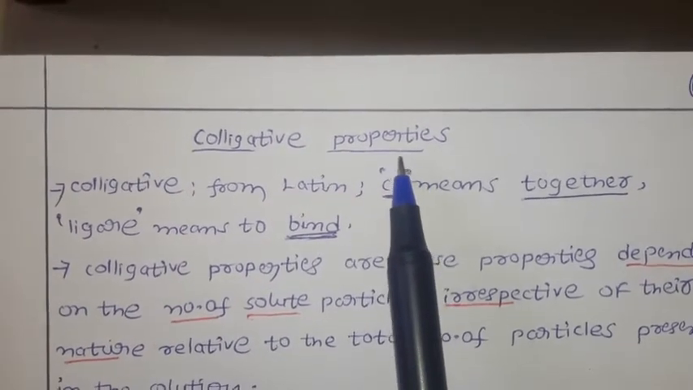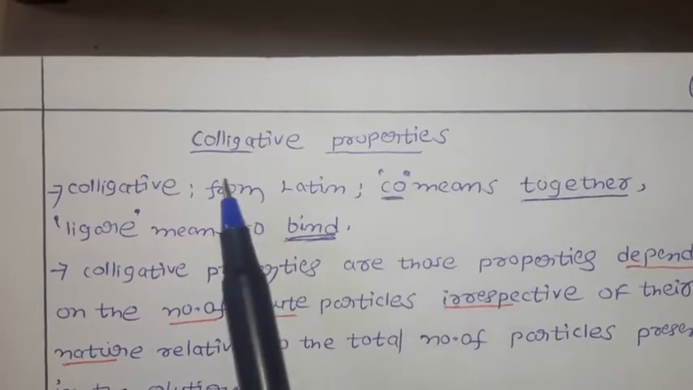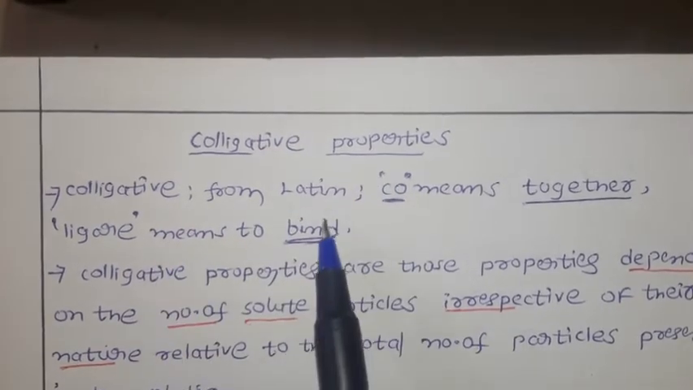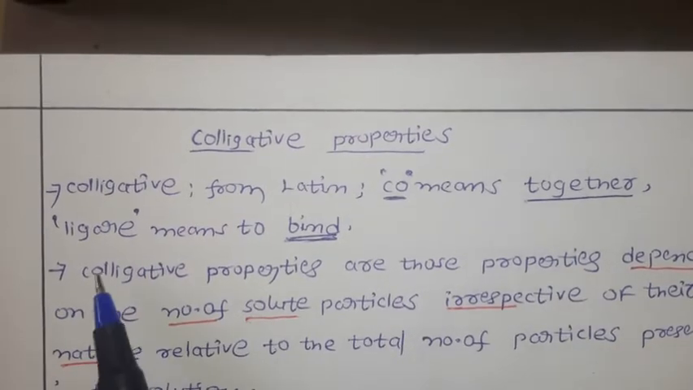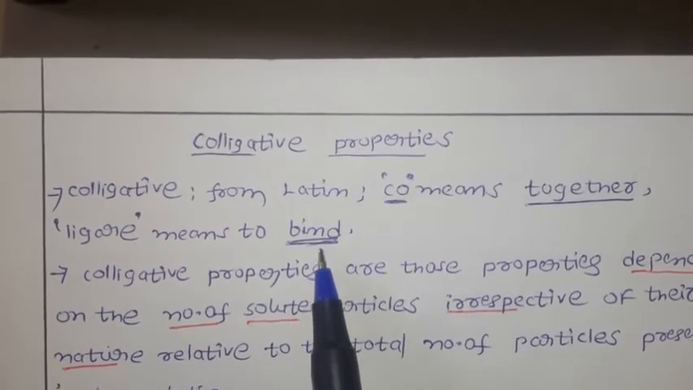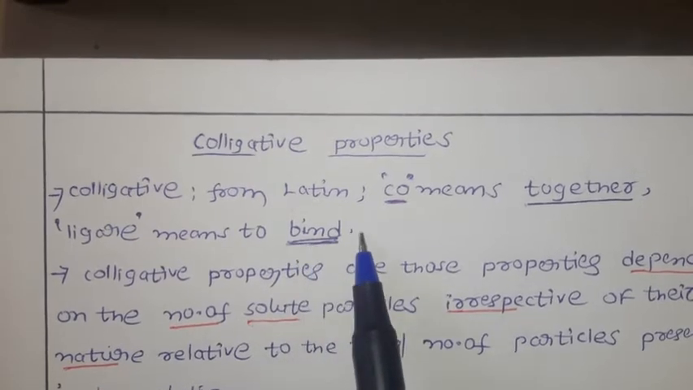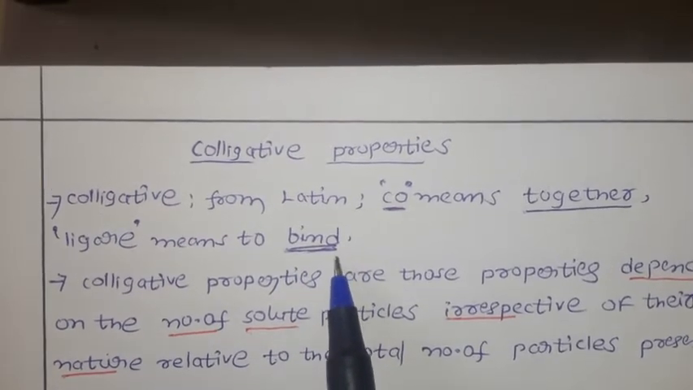First, let us see what the meaning of colligative property is. It is a Latin word. In that, co means together, ligare means to bind. Some properties depend on the solute. Let us see how this works.